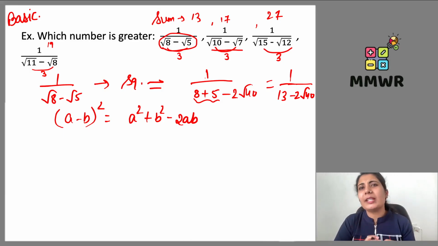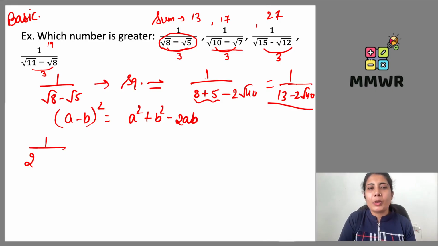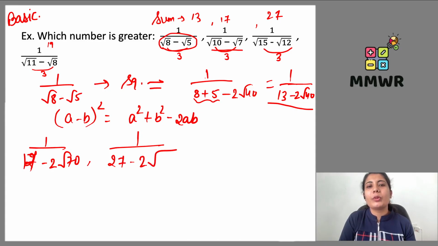So कहीं पर भी हम ये decide नहीं कर पा रहे कौन बड़ा है कौन छोटा है. Right? The first one is 1 upon 13 minus 2 root 40. Second one will be 1 upon 17 minus 2 root 70. The third one will be 1 upon 27 minus 2 root 15 multiply 12, 15 2s are 30. Carry over 3, 15 1s are 3, 15 1s are 15 plus 3, 18. And the last one will be 1 upon 19 minus 2 root 88.